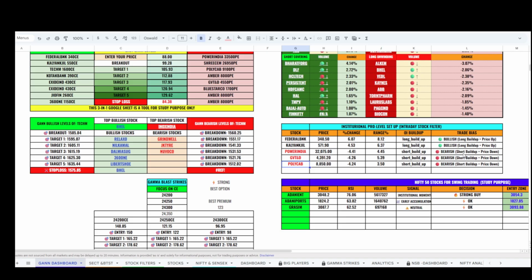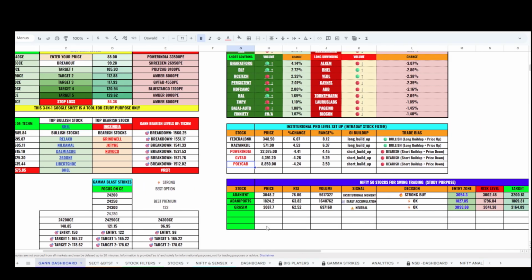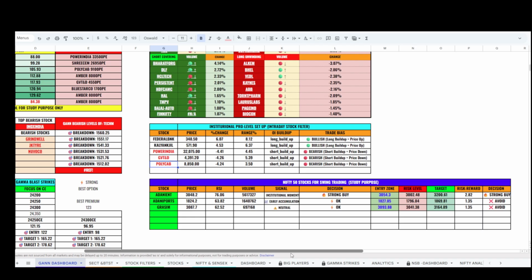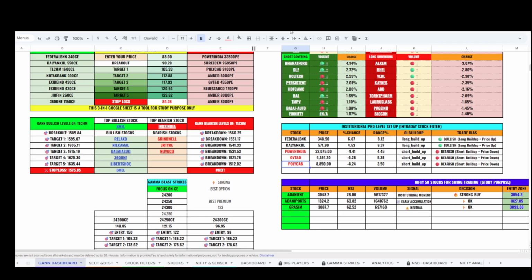At the same time, I have added a long term swing trade, like two weeks to three weeks, in FNO stocks. You can buy and hold them. It also lets you know whether to buy or avoid. This is all about my sheet, and I'll show you some other new sheets which are developed. They are so useful.